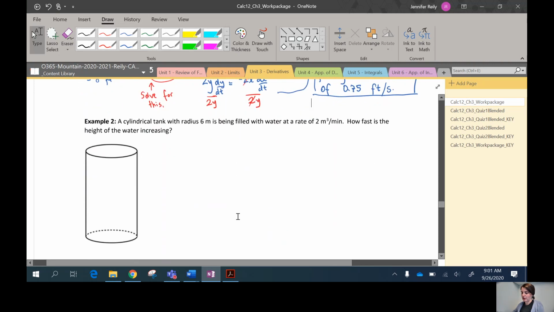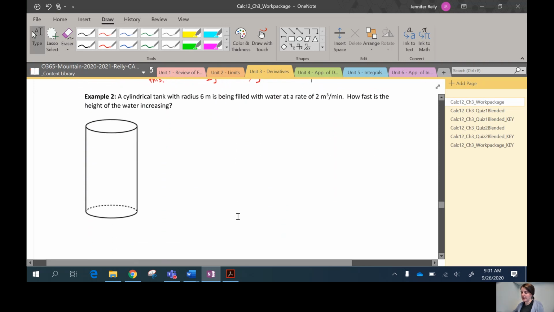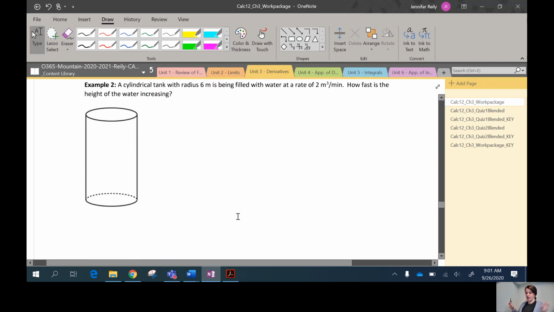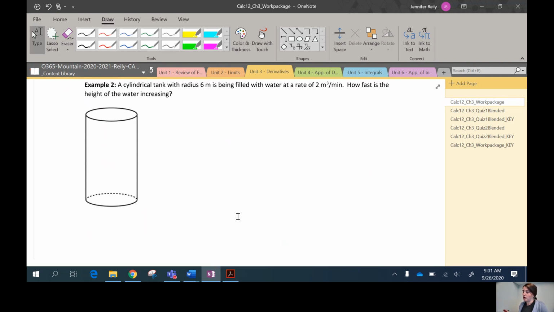So this time we have a cylindrical water tank. This time there's no labels drawn on the diagram here. So this tank is being filled with water at a rate of 2 meters cubed per minute, and we want to know how fast the height of the water is increasing.